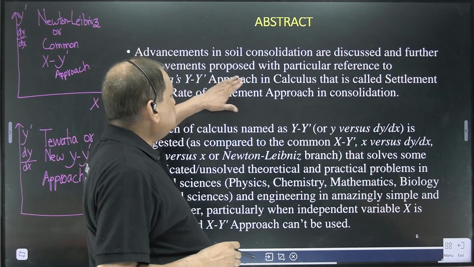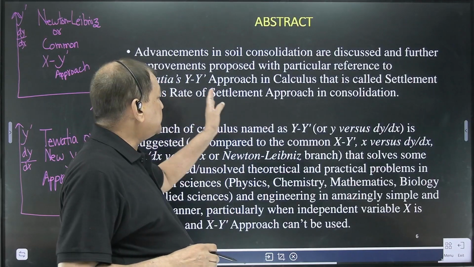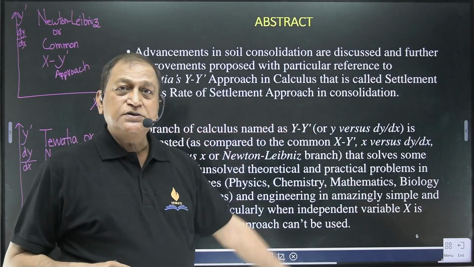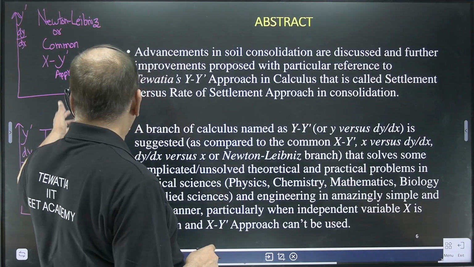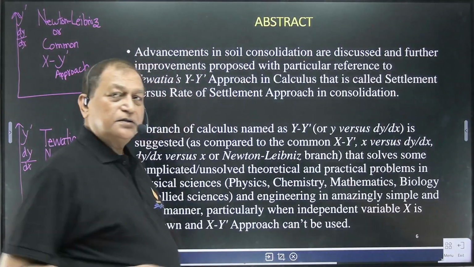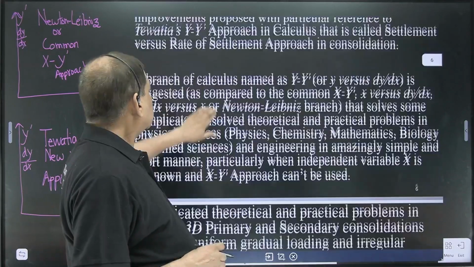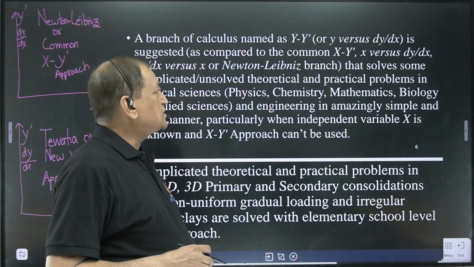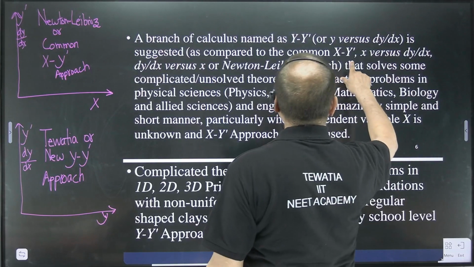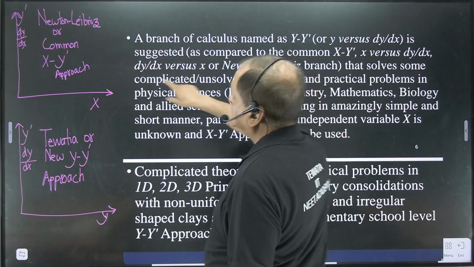So advantages in soil consolidation are discussed and further improvement proposed with particular reference to Tewatia's YY dash approach in calculus, that is called settlement versus rate of settlement approach in consolidation. This y is settlement in consolidation and rate of settlement is dy by dx. So it is known by this in consolidation. The branch of calculus named as YY dash, or y versus dy by dx, is suggested as compared to the common xy dash, x versus dy by dx, or Newton Leibniz branch.